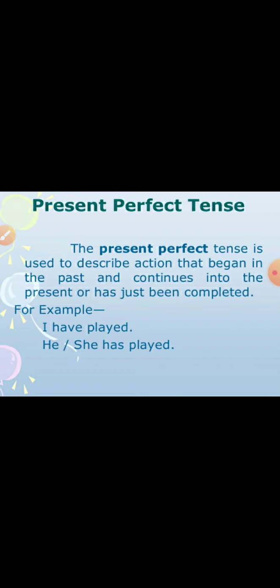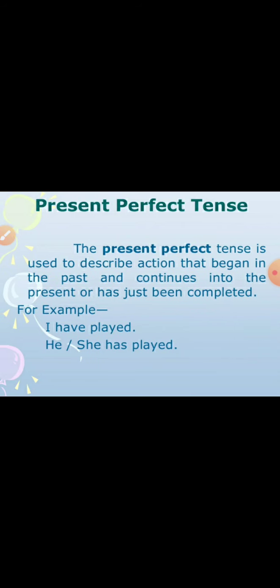Mind you, I, we, you, they take have with them, and he, she, it, or any other name take has with it. Okay, so I said that subject plus has or have plus third form or past participle plus rest of the sentence. I have played, because played is the third form of verb. Play, played, played. Or I have eaten my lunch, because eaten is the third form. Eat, ate, second, eaten, third, eating, fourth. So, present perfect tense tells us about an action that has been just completed.